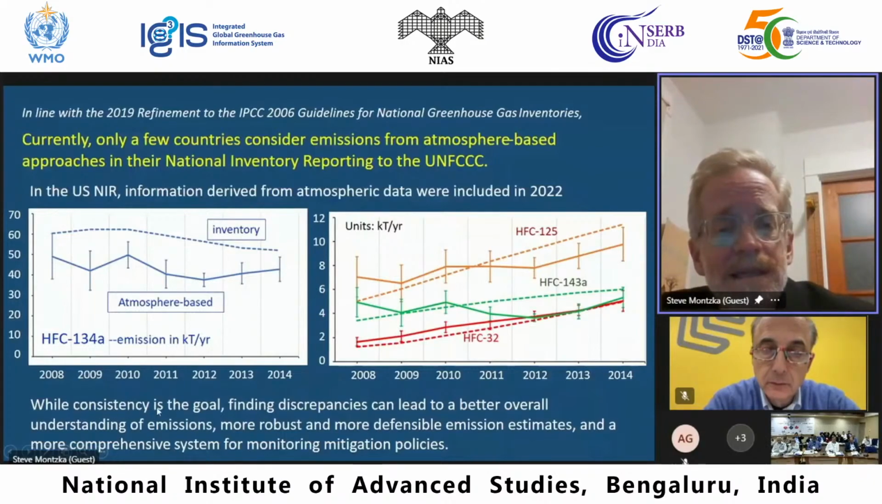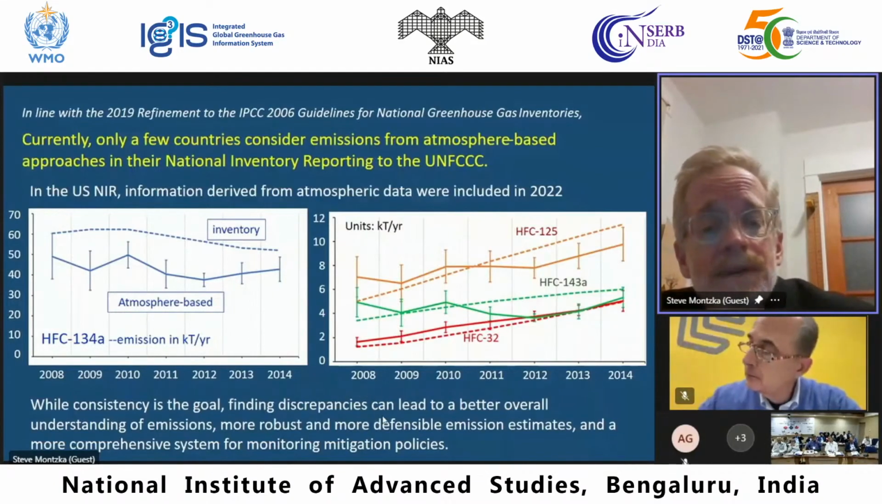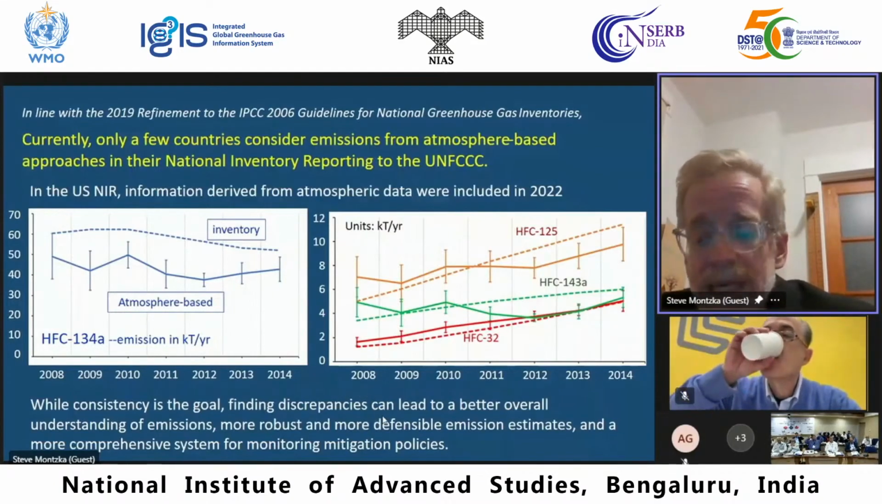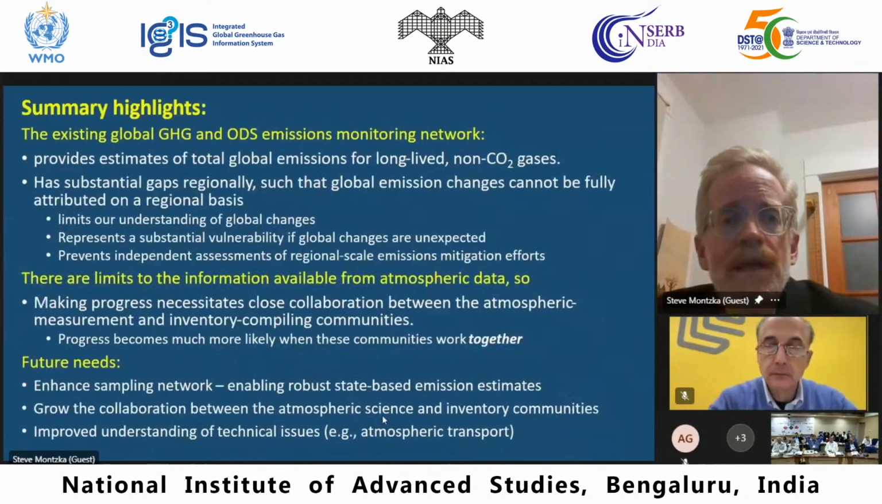And while consistency is the goal, because ostensibly that could mean that we understand the system quite well, finding and looking for discrepancies can lead to better overall understanding of emissions, more robust, more defensible emission estimates, and a more comprehensive system for monitoring mitigation policies going forward in the future.